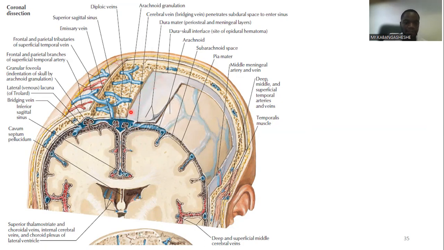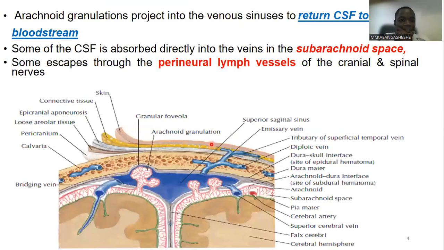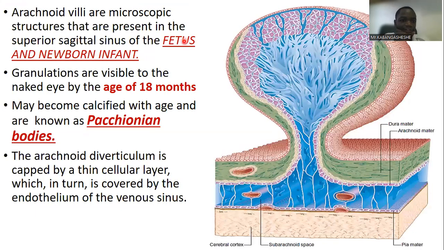Most of them are found along that. You can see that. Now we are saying these arachnoid granulations usually are found even in the fetus and newborn. So by 18 months of age after birth, they are visible even to the naked eye. If you take an MRI or CT scan, or indeed, if you're looking at the brain of a cadaver of someone who is aged in this range, you'll still be able to see them.